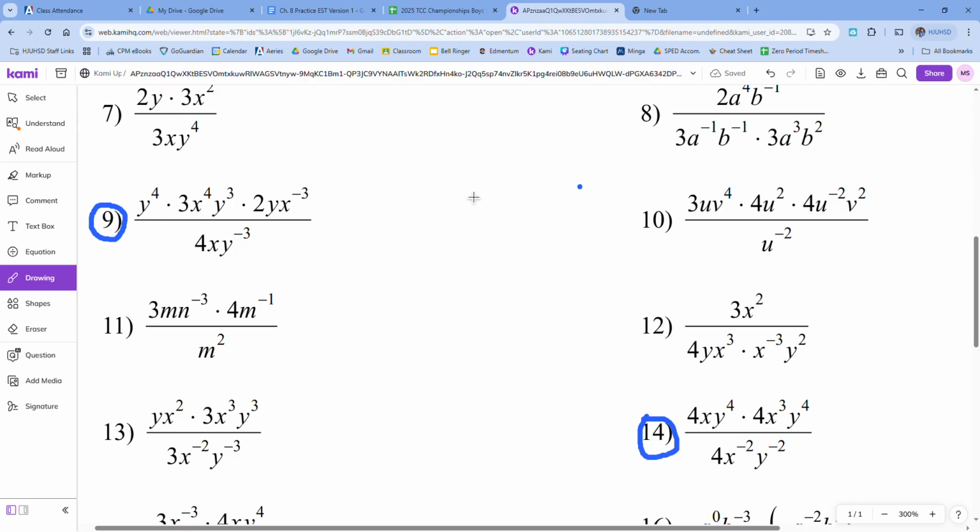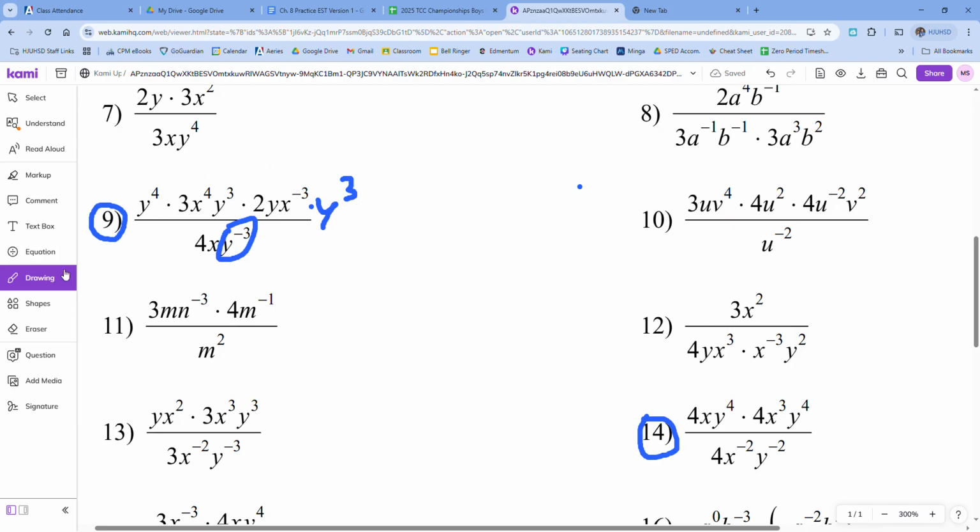Let's start with number 9. And you have here x's and y's and numbers. We're just going to try to simplify this a little bit. But the first thing you should know is about these negatives here. For example, this y to the negative 3 right here. If it's a negative exponent, you can just put it up top. You can just flip it from the denominator to the numerator.